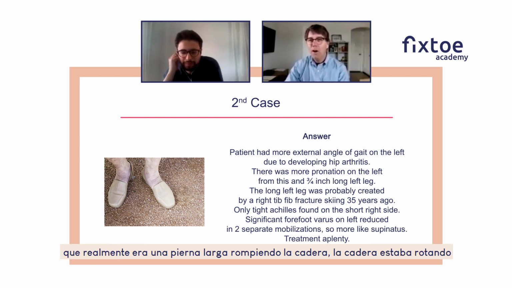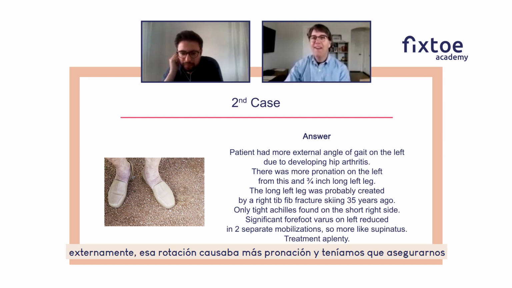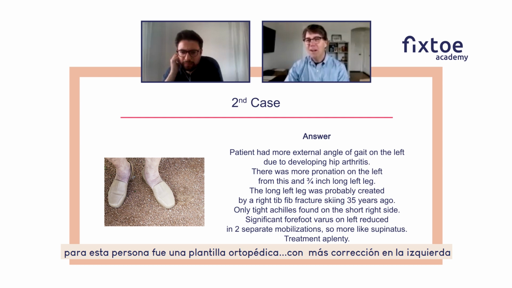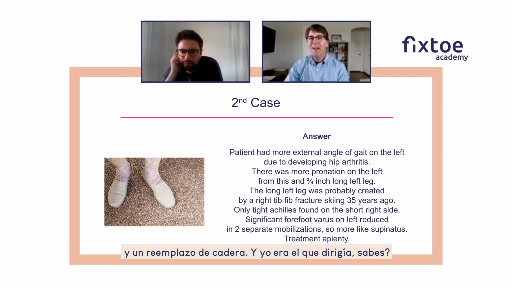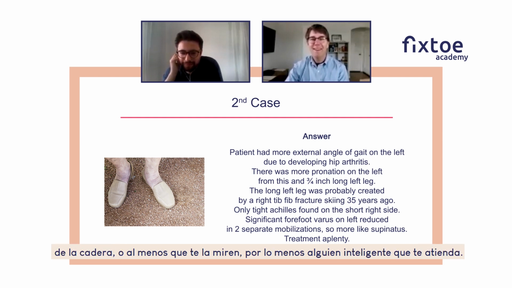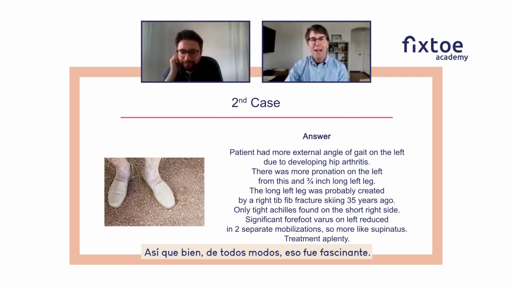It was a long leg breaking down the hip. The hip was externally rotating. That rotation caused more pronation, and we had to shore it up with an orthotic. The treatment for this person was an orthotic, of course, for both sides, but more correction on the left, and a hip replacement. I was the one directing this patient. I said, you've got to see an orthopedic surgeon. You've got to get this hip done, or at least looked at. At least somebody smart telling you. Okay. So anyway, that was fascinating.